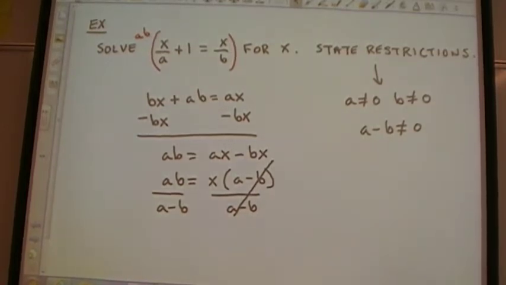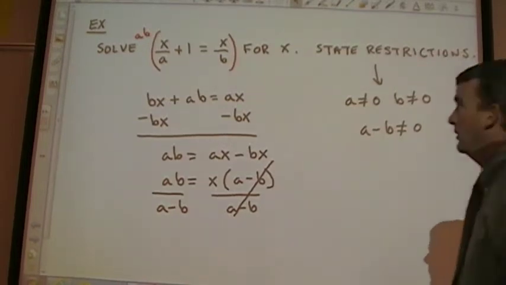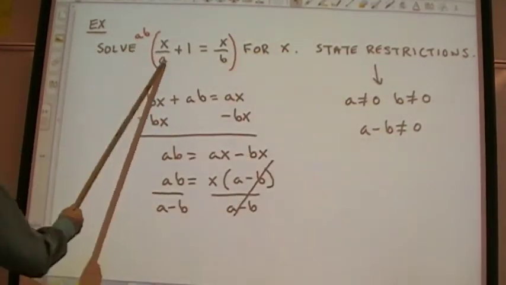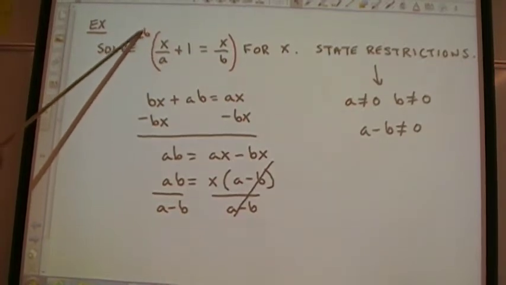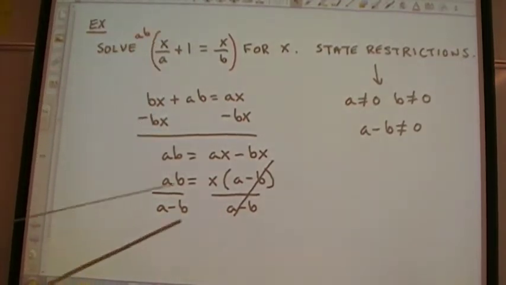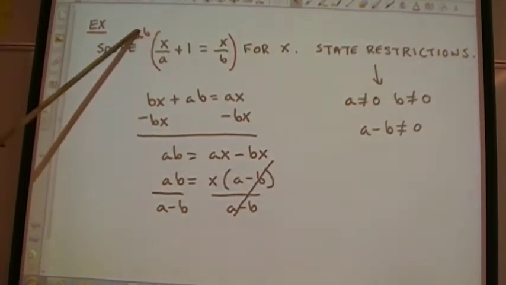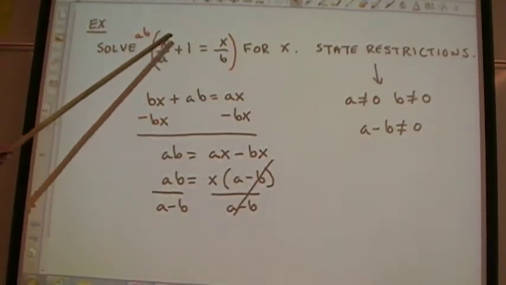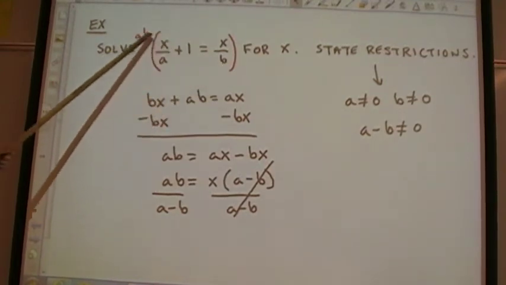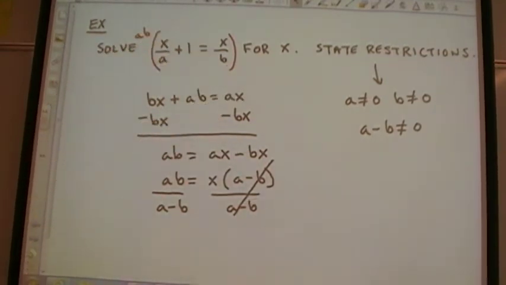So the first thing I did was multiply the whole problem by the least common denominator, which is ab, in order to get rid of fractions. So when I multiply this first fraction by ab, what happens with the a's? Cancel. They divide out, you're left with bx. Then I multiply the next fraction by ab, and I'm left with ab. Then I multiply the last fraction by ab, and the b's divide out, so you're left with ax.